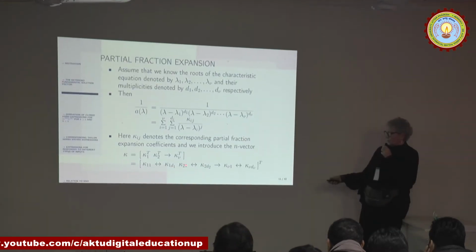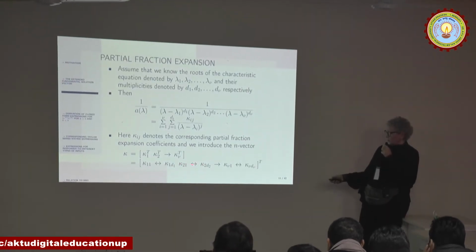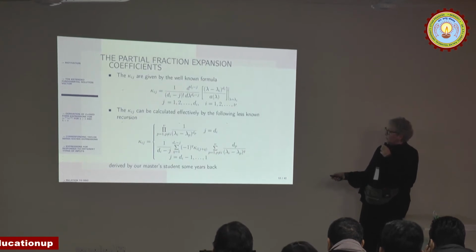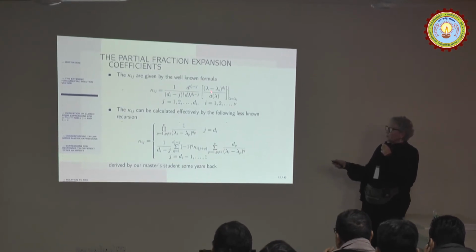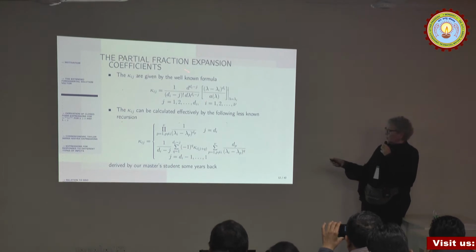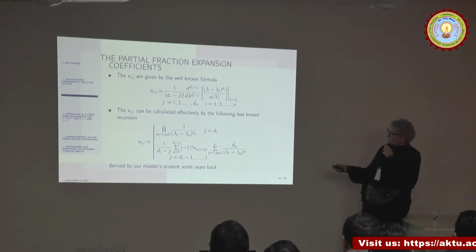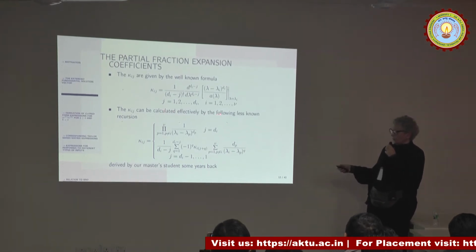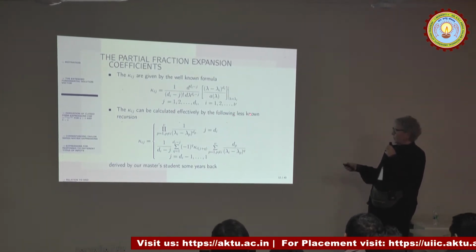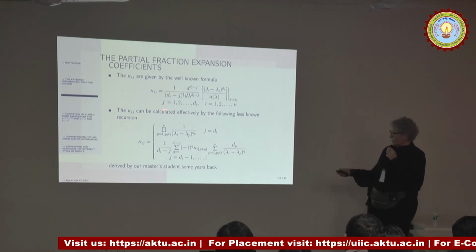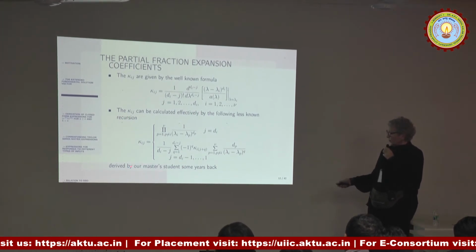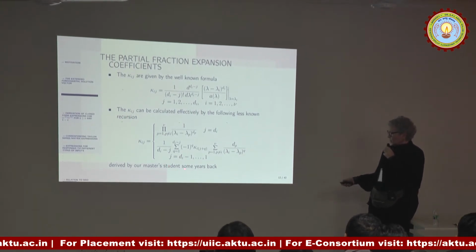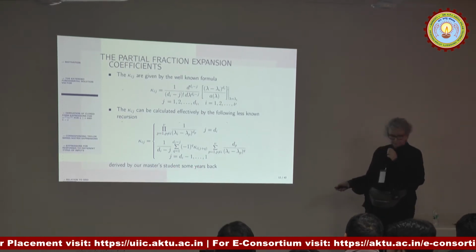It has 3 roots, and we have 3 terms here, and so on and so forth. Now, you all know this formula. That's how you compute the partial fraction expansion. This can also be calculated effectively by the following less known recursion. It looks like this. And this was derived by a master student some years back.